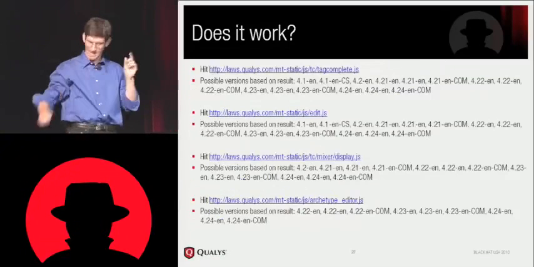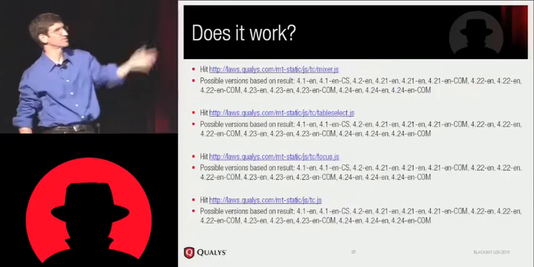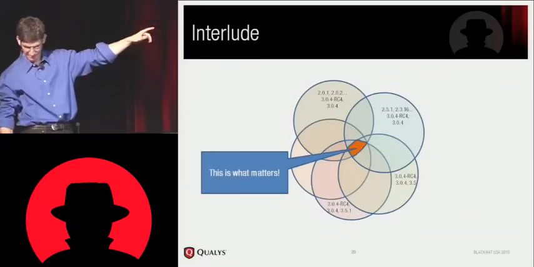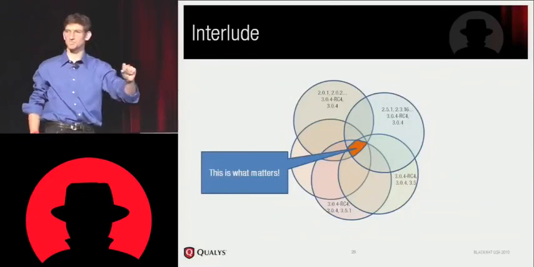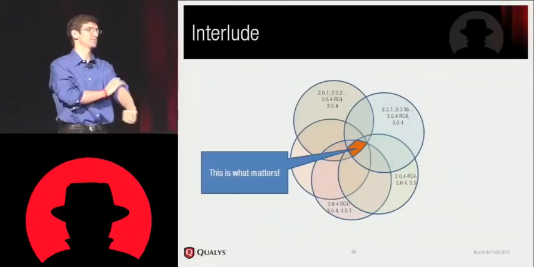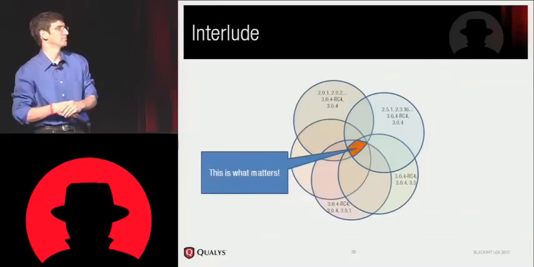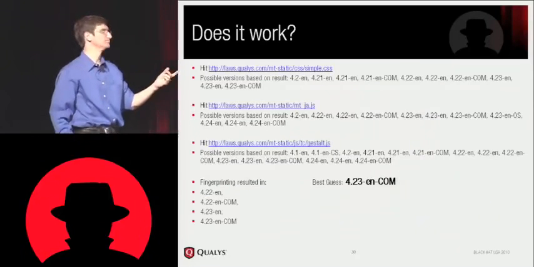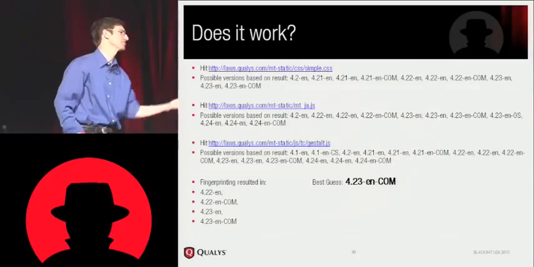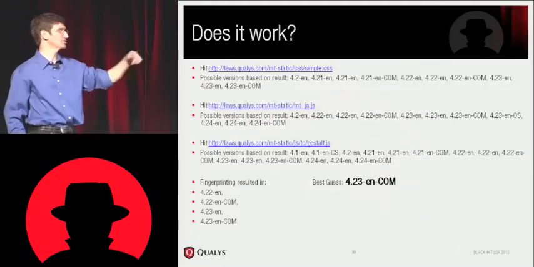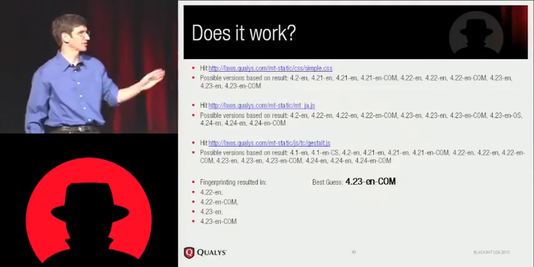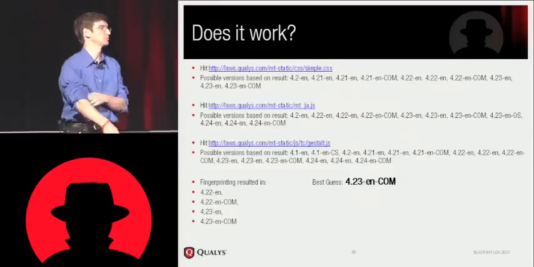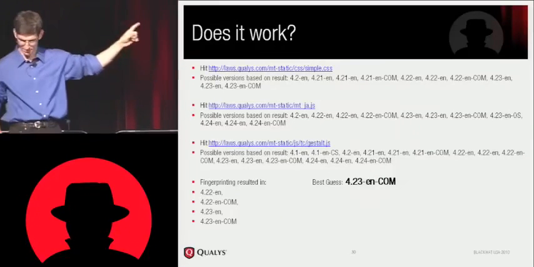But again, the only thing we care about, even though we're going through large sets of versions, is this inner area. As long as that's small, any of the individual files can post back many, many versions, but we can narrow it down. So if we finish this fingerprint, fingerprinting resulted in any of the 4.2s or the 4.3, either the regular version or the commercial version. Turns out this is 4.23 commercial, so we're doing all right. This has a vulnerability in it, by the way. Sorry.